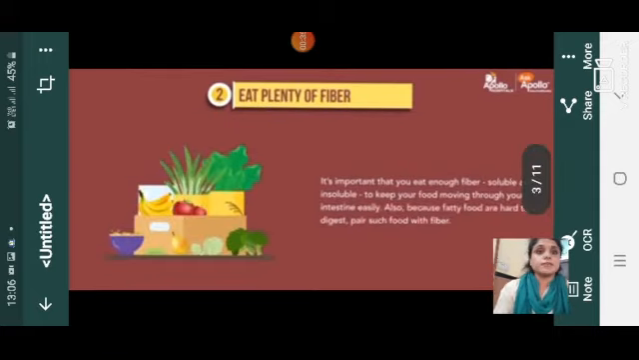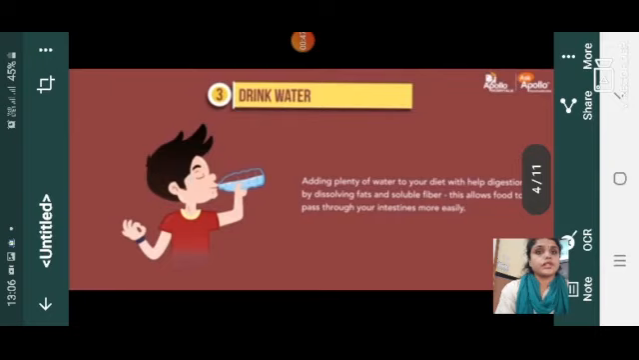Then next, eat plenty of fiber. Students, you should eat fiber food. Sources of fiber are fruits and vegetables. Next, drink water. As you know, you should drink 7 to 8 glasses of water every day, and adding plenty of water to your diet helps digestion by dissolving fats and soluble fiber. This allows food to pass through your intestines more easily.